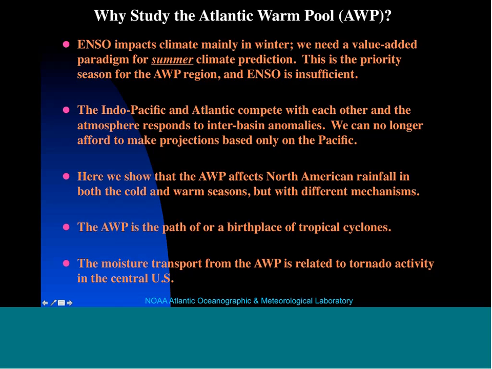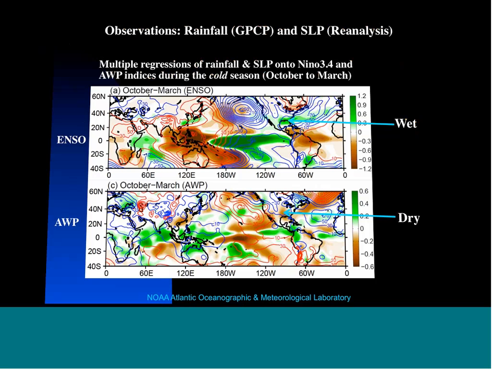And another point is the warm pool is very important for Atlantic hurricanes. And the last point is moisture transfer from the warm pool is also important to the tornado activity in the central U.S. The last 2 points, this topic I cannot present today. However, we published some papers on these 2 topics. Today, I will focus on the warm pool impact on rainfall over North America.